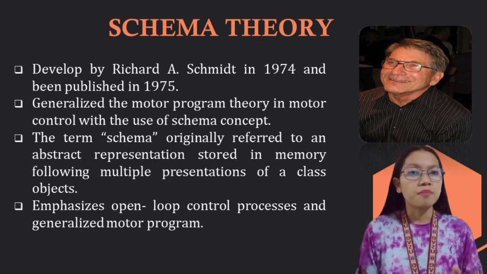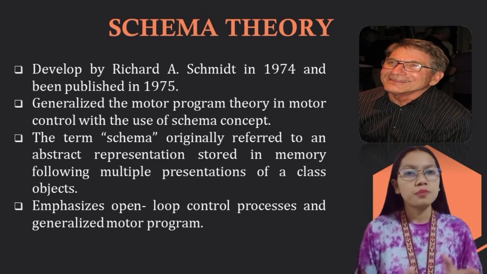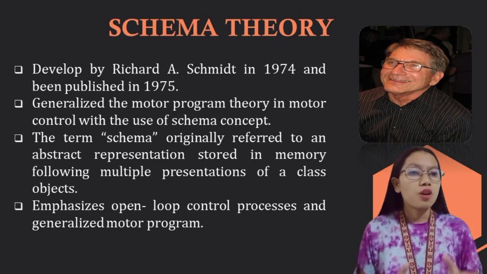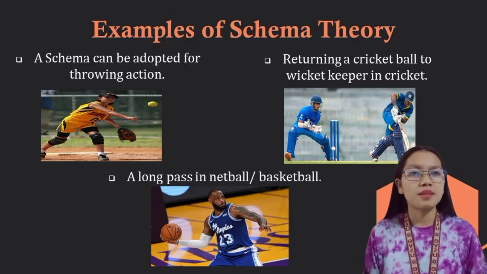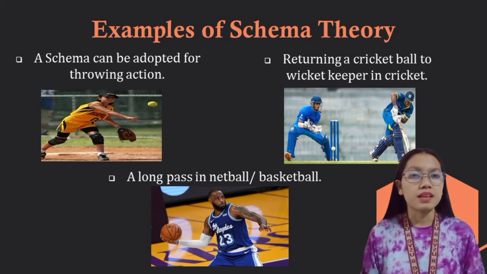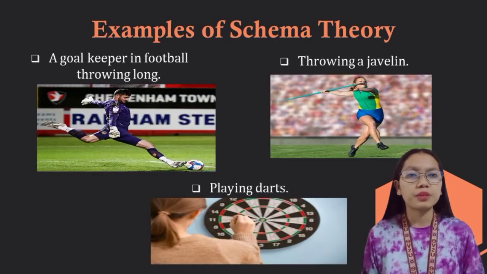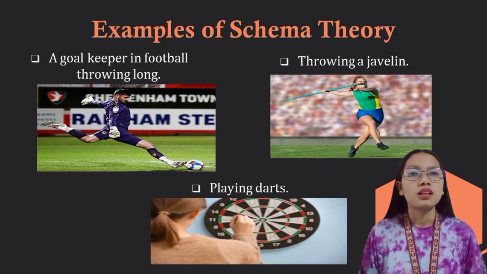Schema theory emphasizes open-loop control processes and generalized motor programs. When we say open-loop, decisions are made in the brain before performing the skill. Here's an example of schema theory. A schema can be adapted for throwing actions: returning a cricket ball to the wicketkeeper in cricket, a long pass in netball or basketball, a goalkeeper in football throwing long, throwing a javelin, and playing darts.